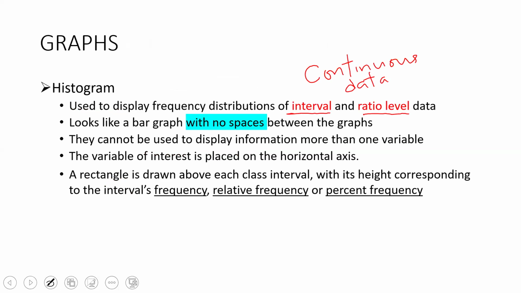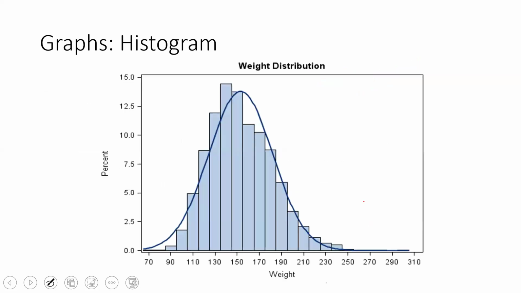Remember, there was a chart I showed earlier when I said univariate analysis. Uni means one. The variable of interest is placed on the horizontal axis. It doesn't have to be, it can be on any axis. And then you have a rectangle drawn above each class interval with its height corresponding to either the frequency, relative frequency, now you know what that is, or the percentage, now you know what that is. So this is an example of a histogram.